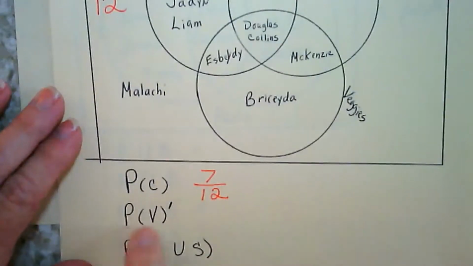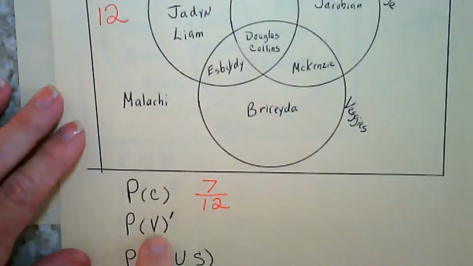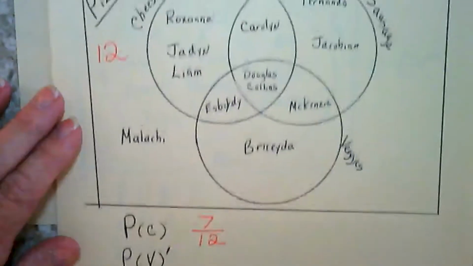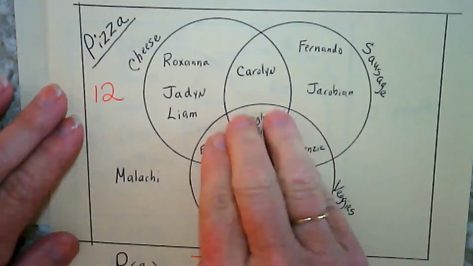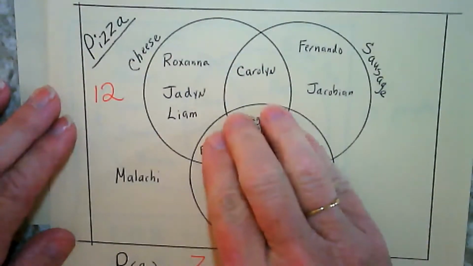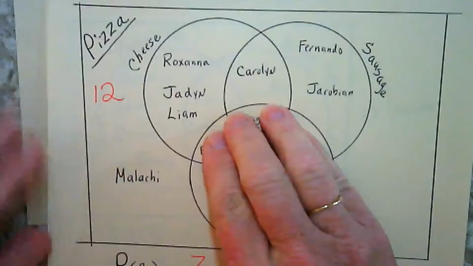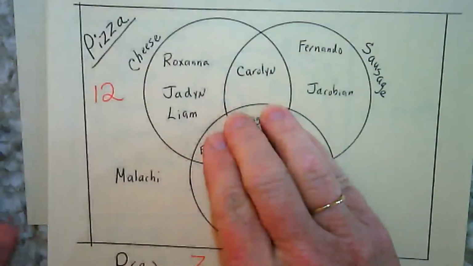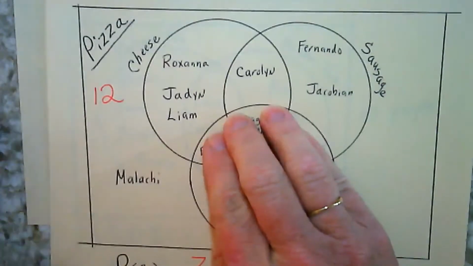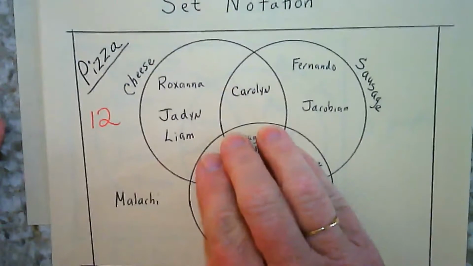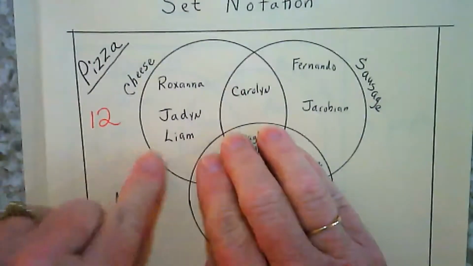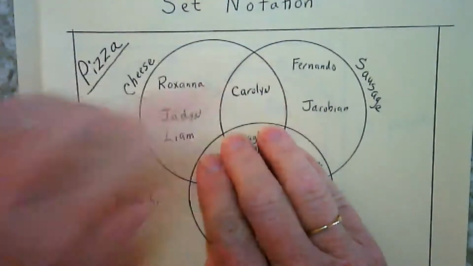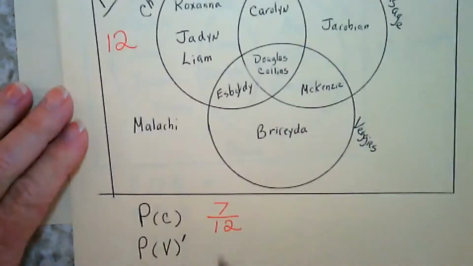Okay? What's the probability when I pick one of these people, they are not in the veggie circle? Not veggie. So take all the veggie people and cover them up. All these people are not veggie pizza lovers. How many people is that? 1, 2, 3, 4, 5, 6, 7. Funny, same number, 7 out of 12.